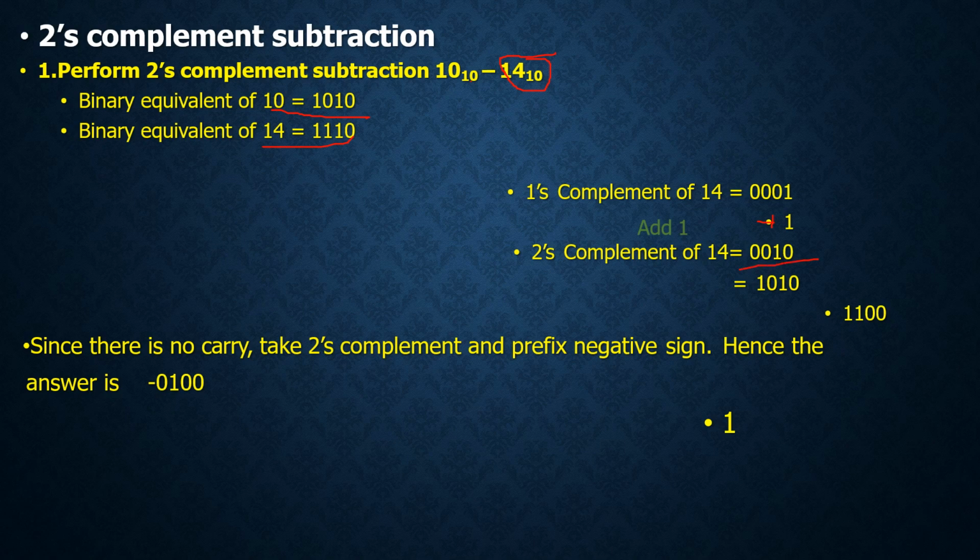Since we are taking the 2's complement here, we will do addition: 14's complement plus 10. You get the value 1 0 1 0. Since there is no carry, you will perform 2's complement on this value, and you get 0 1 0 0. Prefix it with minus, because this is a no carry condition. So this is the desired output.